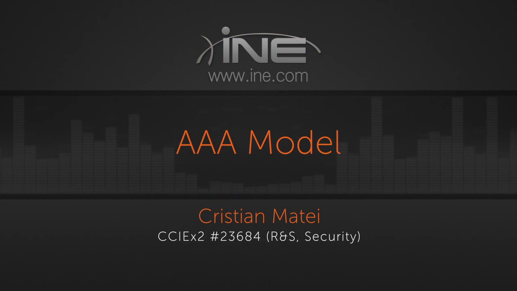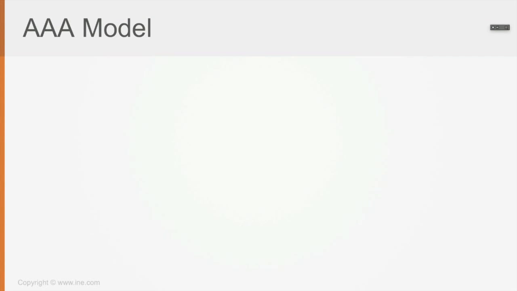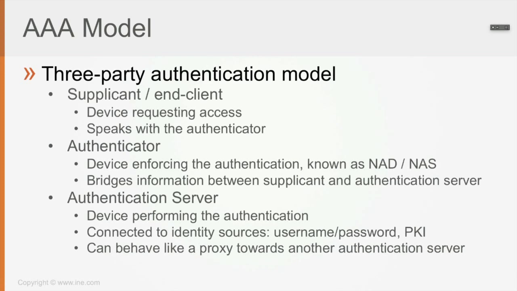Now the AAA model. In order to provide this model, we have to understand what are the parties involved in this end-to-end communication. And it's going to be always the same three parties. So first of all, it's going to be the supplicant or the end client. Basically, it's going to be the device requesting access, which is going to be speaking with the authenticator.